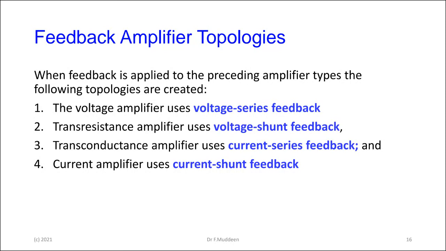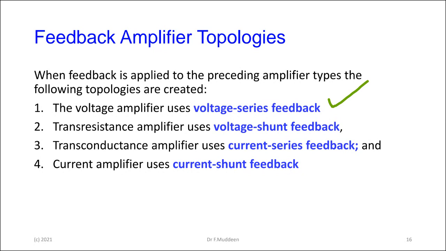But anyway, if we take any of the preceding four amplifiers, so we have the voltage amplifier, the current amplifier, the transconductance, and the transresistance, and we apply feedback to it, we get four categories of feedback. For the voltage amplifier, if we feed back, we have to sense an output voltage and combine the output voltage with the input voltage, right? And of course it's negative feedback, so we call that voltage series feedback.